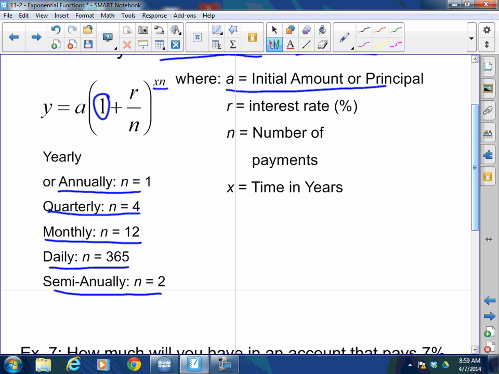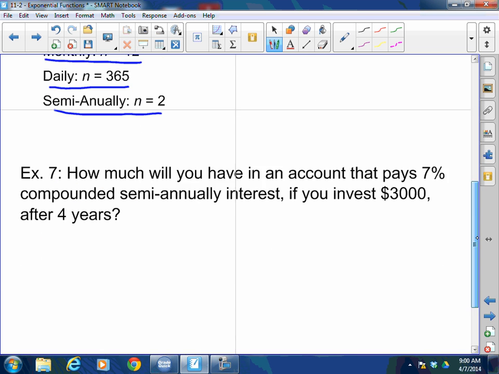Semi-annually, N pays 2 times a year. And X is time in years. So it's A times (1 plus the rate over the number of payments) to the power of the number of payments times X, the number of years. It looks complicated, but it's actually not at all.